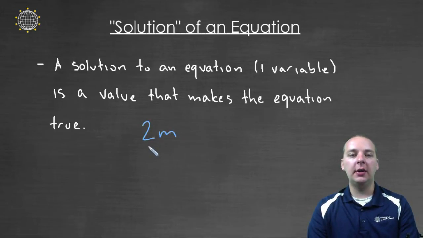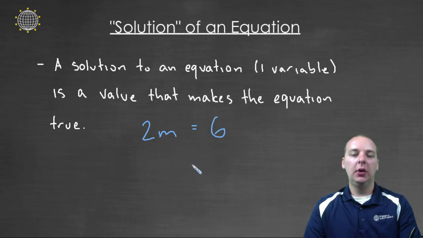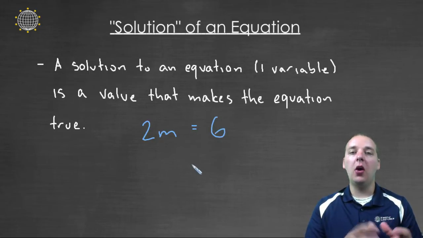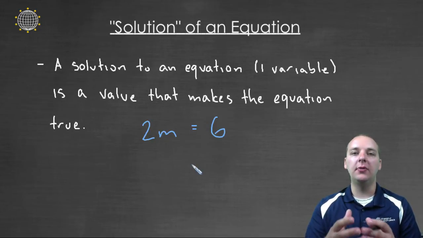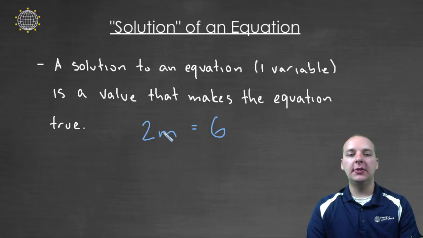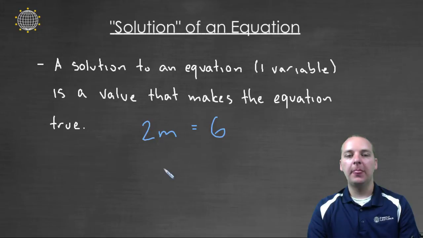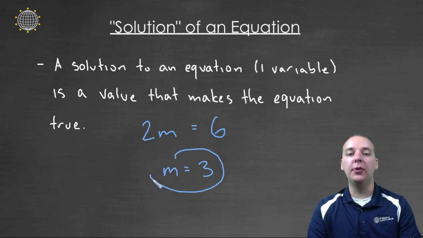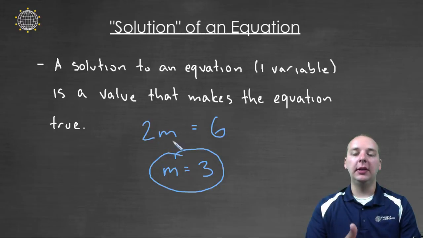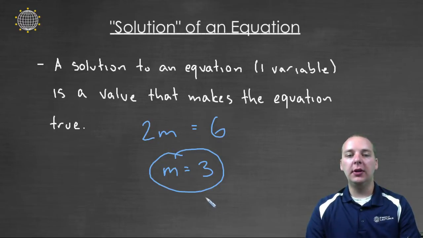Let's say we have an equation 2m equals 6. Now, 2m is not always equal to 6. It's only equal to 6 for certain values of m. And so it's up to us to find what values of m, if we double it, will give us 6. Well, for this example, I think it's pretty clear that m needs to be the number 3 in order to double it and get 6. So 3 is a solution to the original equation.